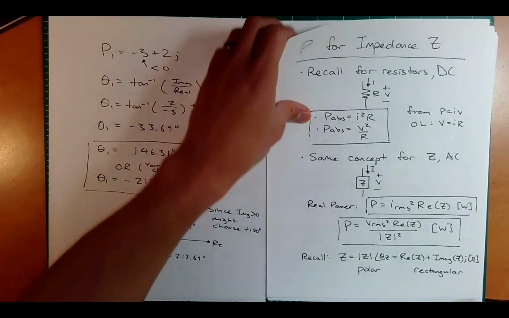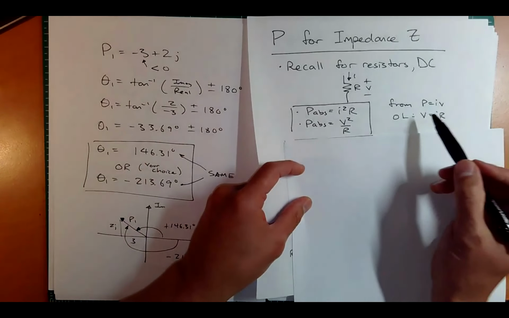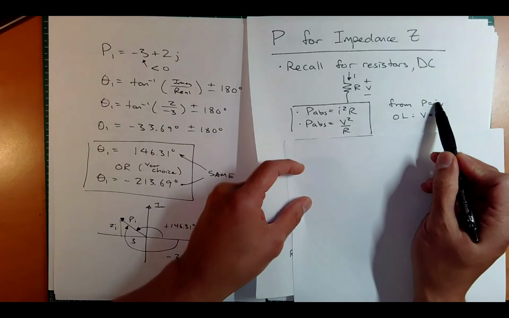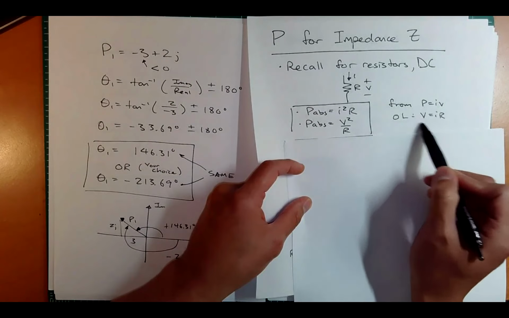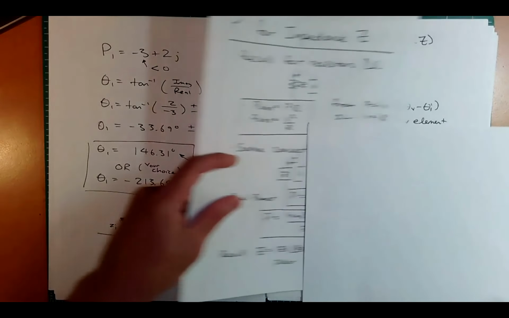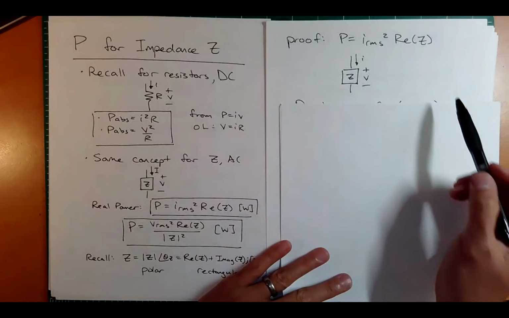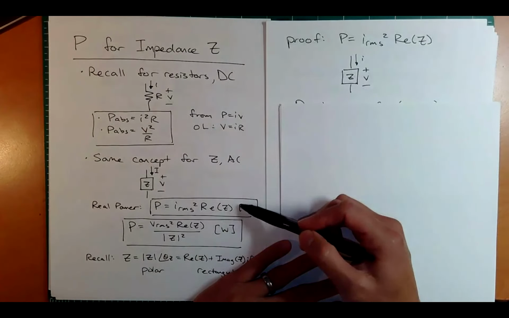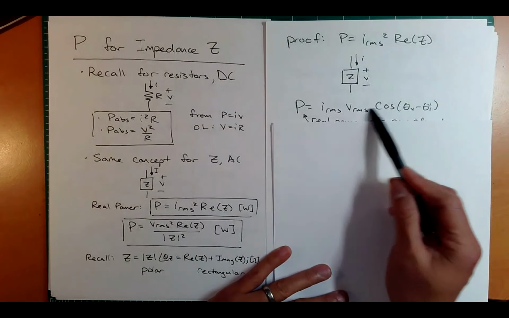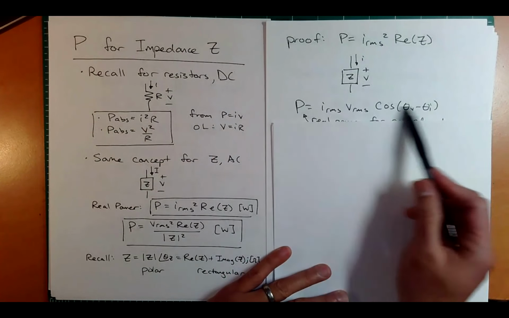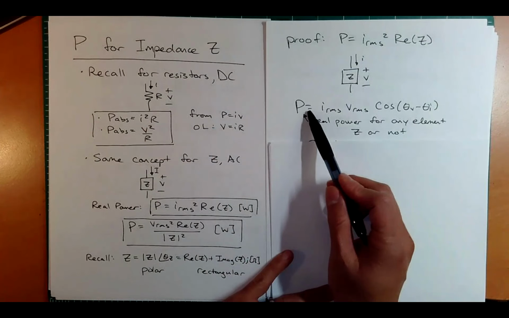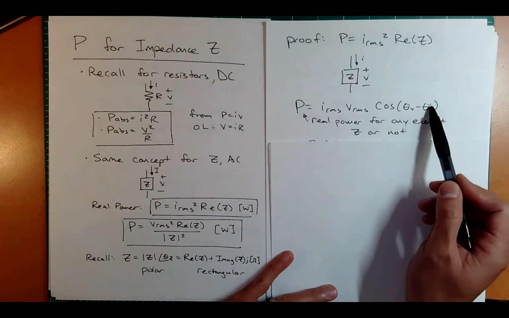Okay. Now, where did they come from? It's the same idea here. You take power, which IV always works for any element, and then you add in Ohm's law, then you can get these two. So how do we know that this IRMS squared real part of Z works? Well, we would take our power equation that works for any element, okay? So P equals IRMS VRMS cosine of theta V minus theta I.